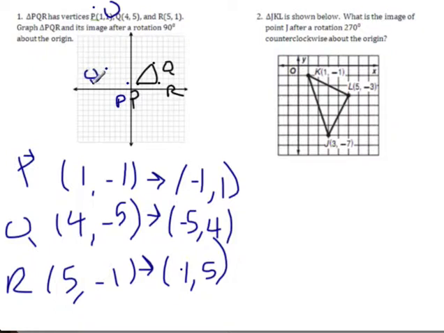And lastly, I need to get my R. And I'm going left 1 and then up 5, which is here. So this is my R. So this right here is my triangle.